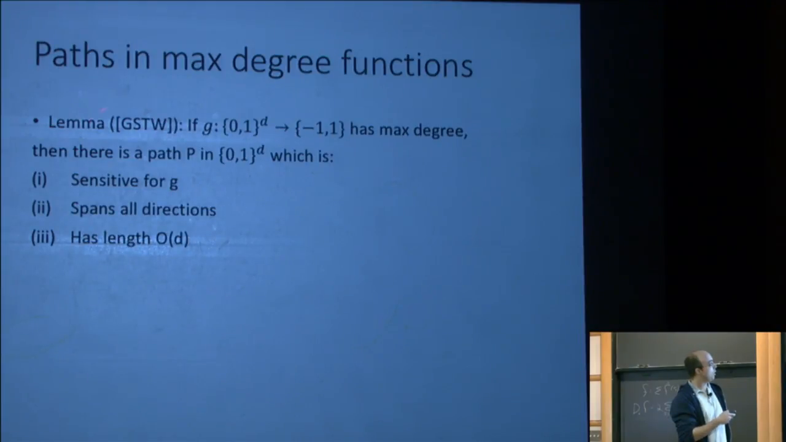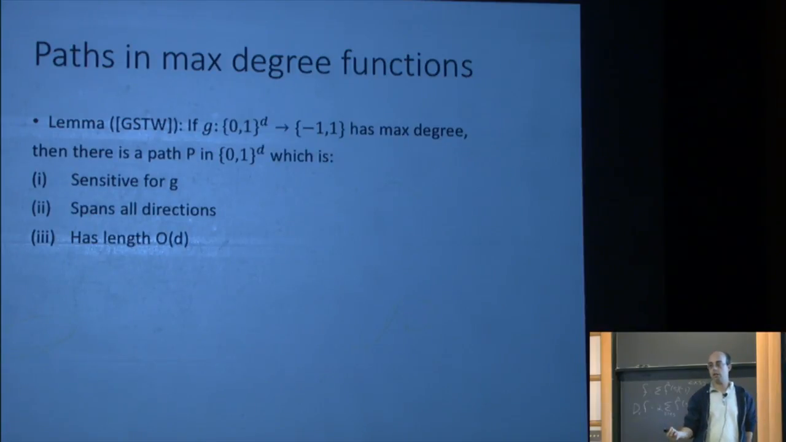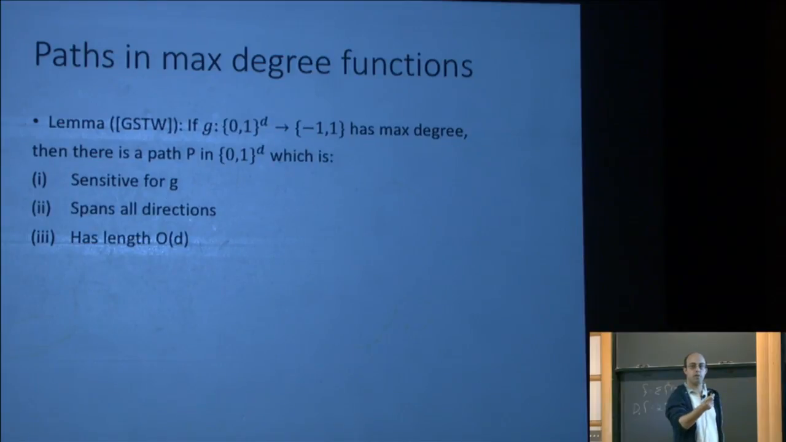So here's one of the central lemmas in this GSTW paper. Take any function on d bits that has maximal degree. You can always find a path in the cube that has three properties. One, it's sensitive for G. So this was our first definition: where a direction appears first, it has to be in this path, and it has to be sensitive for the function. Two, it spans all the directions. And three, it's short. It has length linear in d. They actually prove some more properties, but let me ignore them for now. This will be enough for us. So it's short, it's sensitive, and it spans all directions.